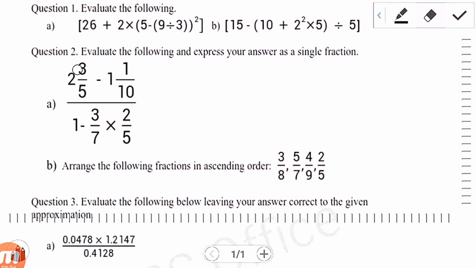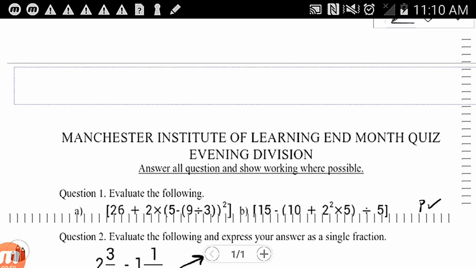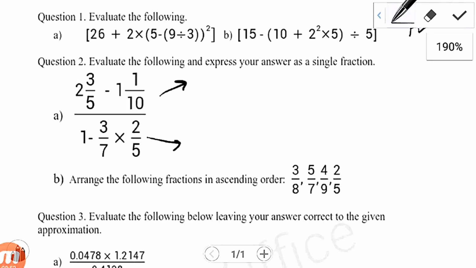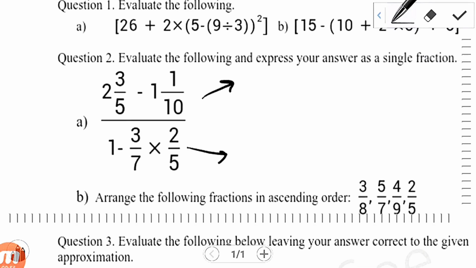Now we're looking at question number 2, which is a fraction question, and what we have here is a two-part math problem. We have a problem that we need to simplify at the top, and we have a problem that we need to simplify at the bottom. So now we need to simplify the fraction operation at the top into a single fraction, and then we need to simplify the fraction operations at the bottom as a single fraction, and then we're going to take the answers that we get for both parts and divide them.